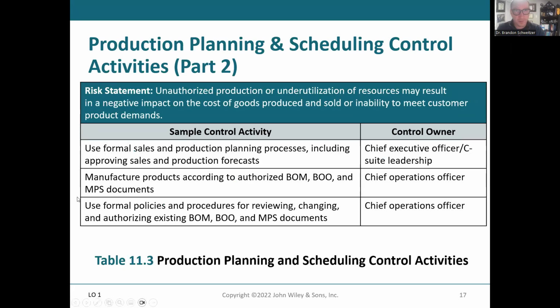And then, of course, another part of the risk associated with this is unauthorized production or underutilization of resources. This risk goes back to that cost I was referring to earlier. So it's important to use a formal sales and production planning process. It's also important to manufacture products according to things like BOM, BOO, and MPS documents. And of course, to use formalized policies and procedures for reviewing, changing, and authorizing the existing documents.